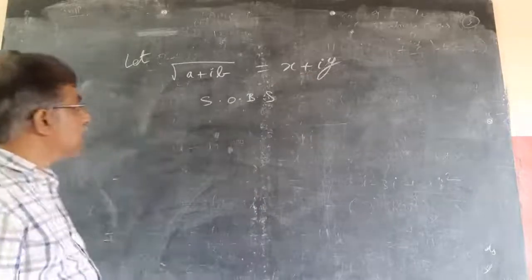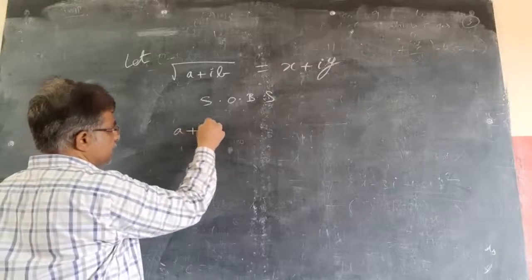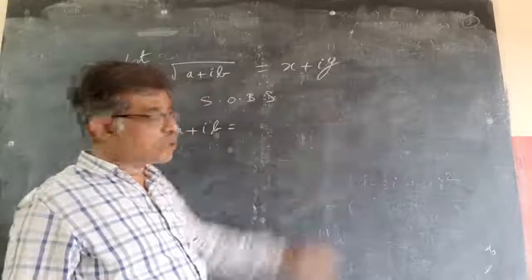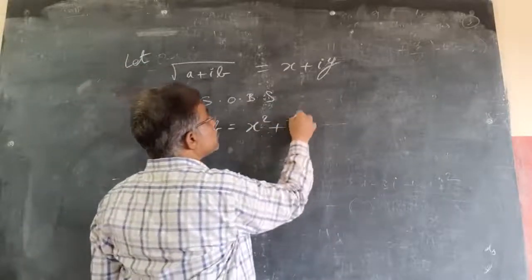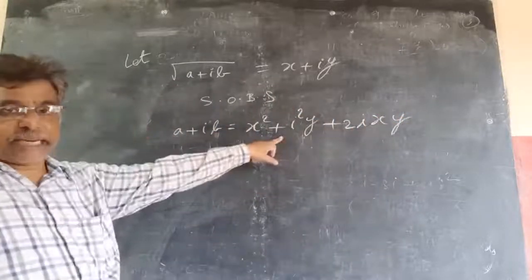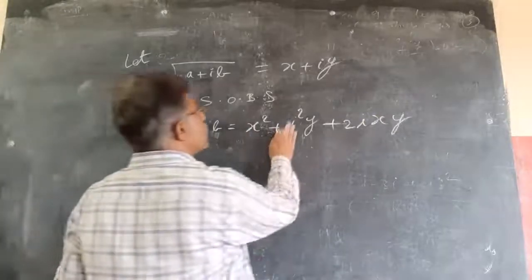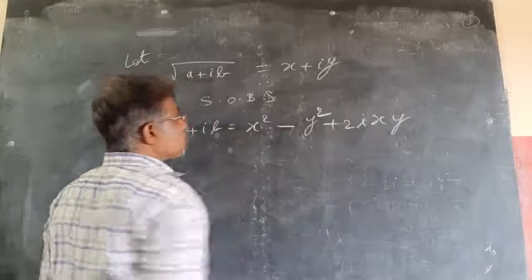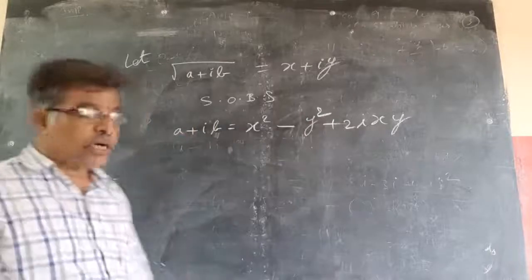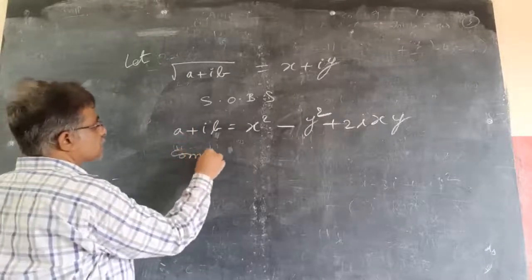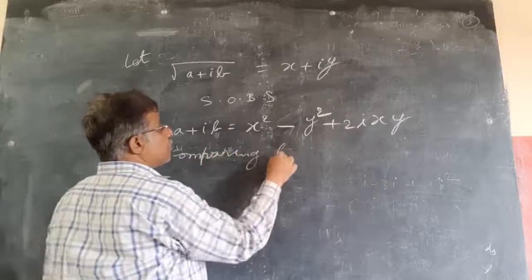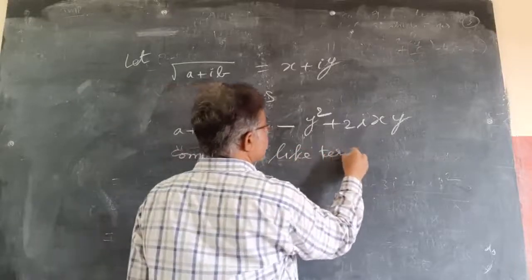Now squaring on both sides, a plus ib equals what we will get. Squaring on both sides uses the a plus b whole square formula: x square plus y square plus 2xyi. I square is minus 1 only. So this is x square, instead of i square I am writing minus 1, so minus y square. Now comparing like terms on both sides.